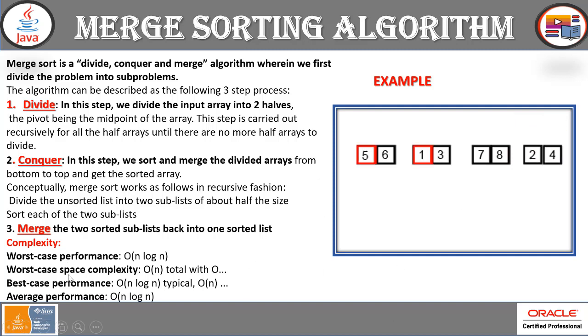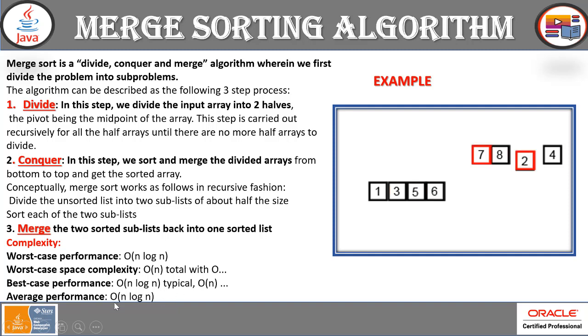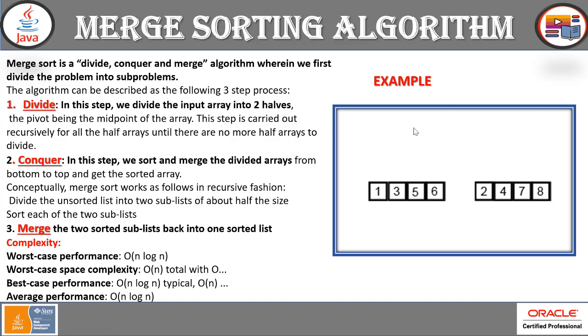Now the worst case space complexity means we are going to process it a number of times. Best case performance is when you already have a sorted list and only need to process it once or twice, based on the unsorted complexity. Average performance is O(n log n).